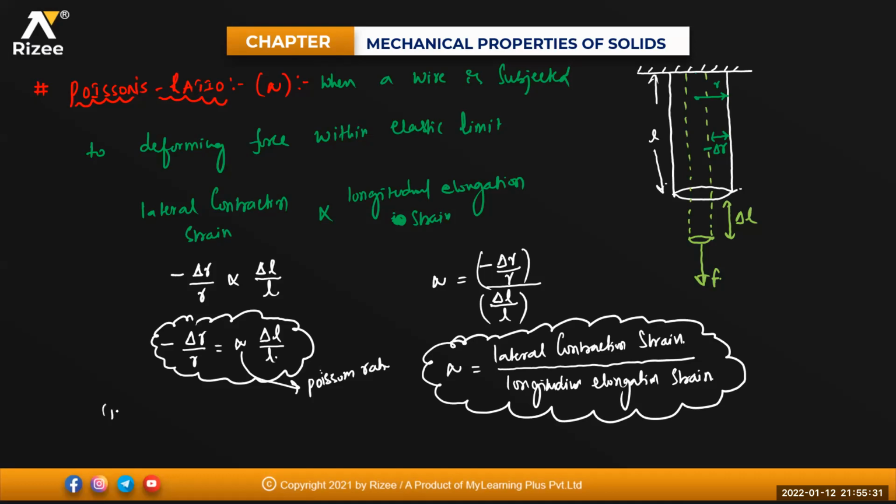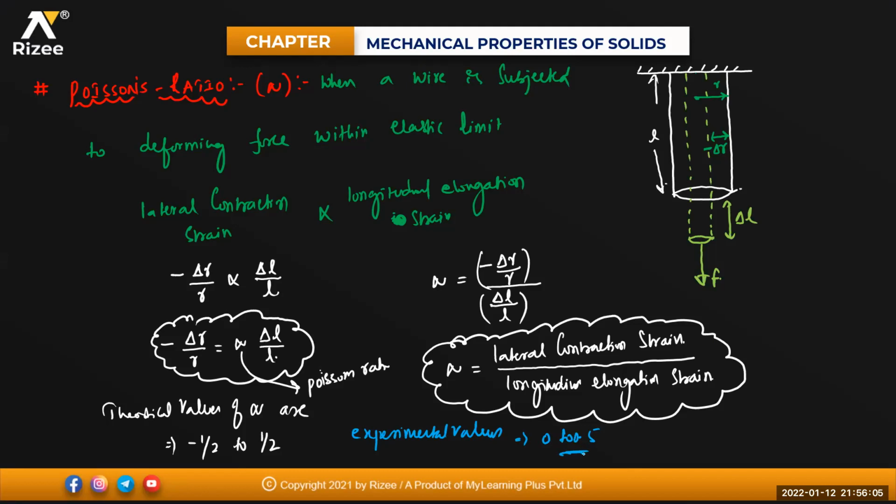And the theoretical values of sigma are minus 1 by 2 to 1 by 2. And experimental values are somewhere between 0 to 0.5. Clear, beta?